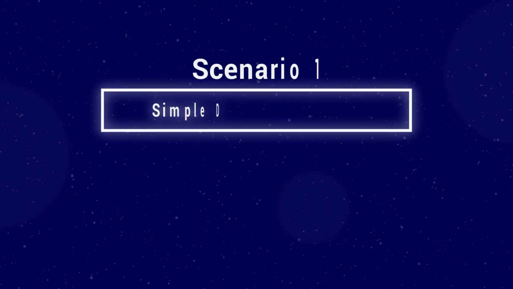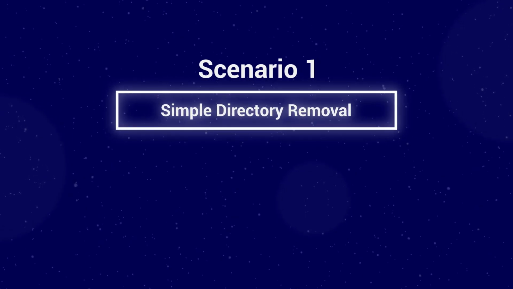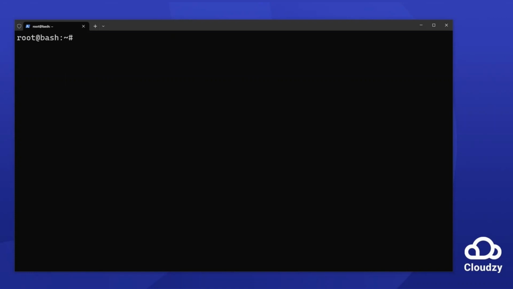Scenario 1. Simple directory removal. In our first scenario, we create an empty directory named notes by executing mkdir notes. Then, we remove it using rmdir notes. This command is perfect for quick cleanup of unused directories.